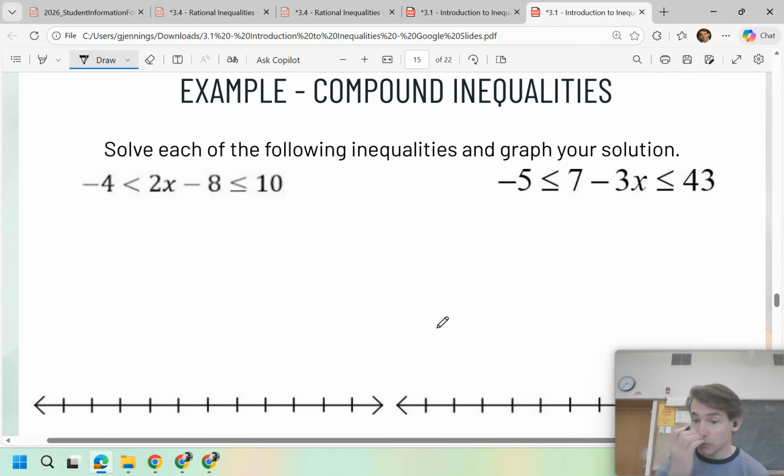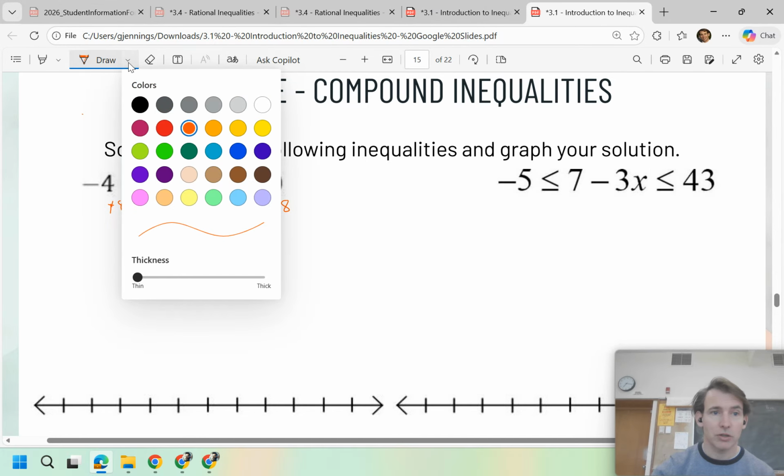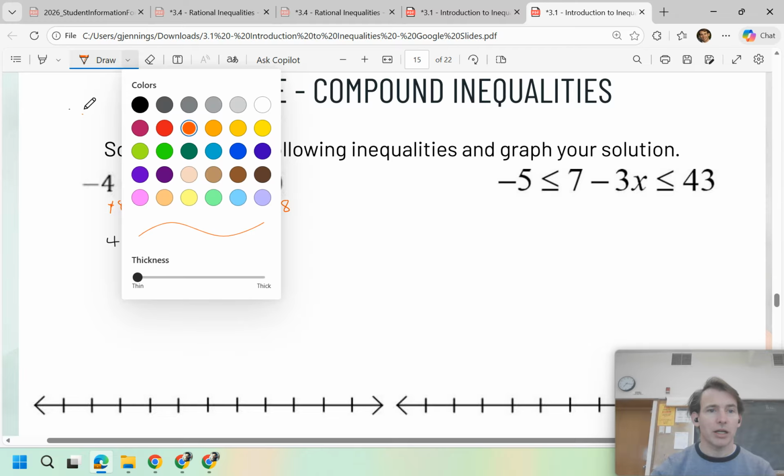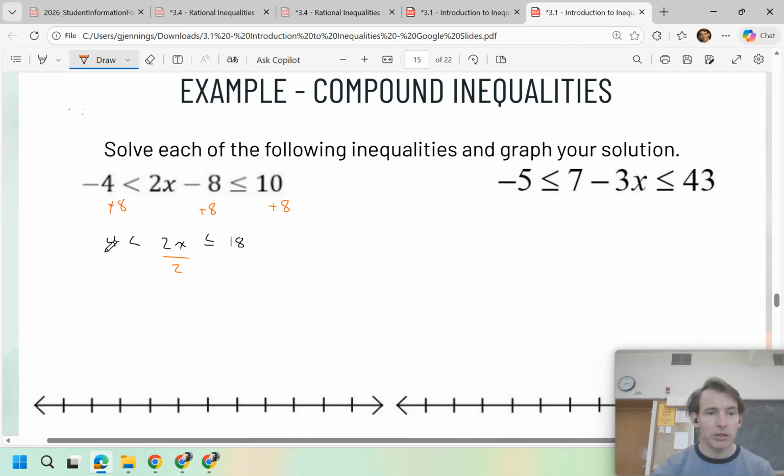If we have compound inequalities, best to just keep them all in order that they're in and do your inverse operations very carefully. So here I get out my inverse operation pen and add 8 to all of them. Adding or subtracting never changes the direction of the inequality, so we just do that. And then we have 4 is less than 2x is less than or equal to 18. And no problem here. I can go ahead and divide all of them by 2. That's okay as well. And because I'm dividing by a positive number, no alligators shift direction.